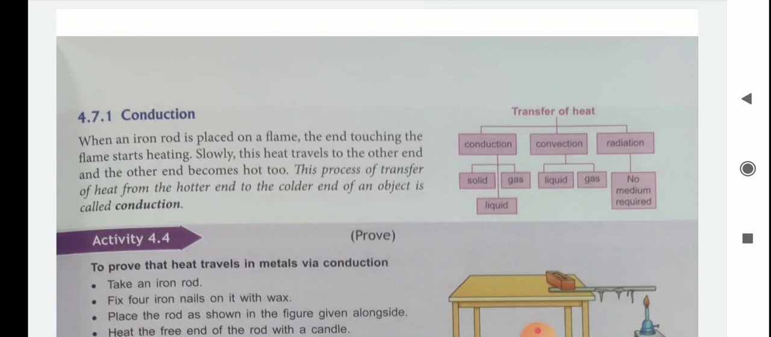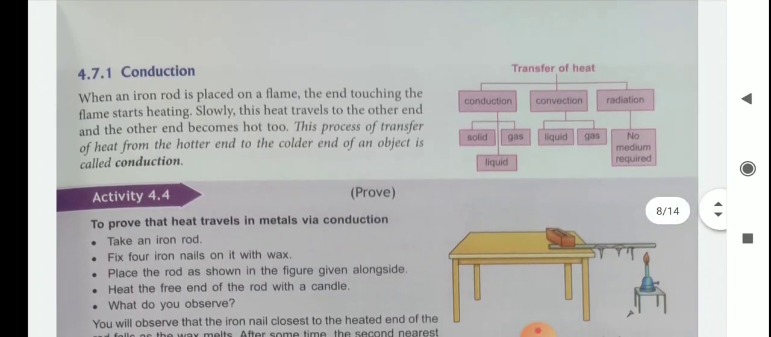So let's see conduction. Here one chart is given: conduction, convection and radiation. Conduction occurs in solid, gas, and liquid medium. Convection occurs only in liquid and gas medium. Then radiation has no need of any medium. Okay.